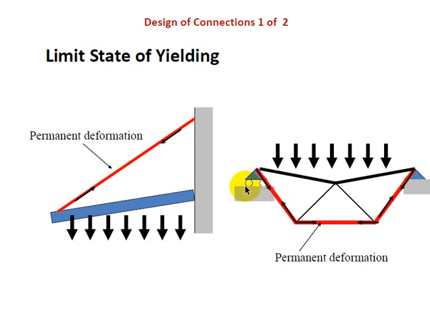So if a connection fails before the member, that means we did not do well in the connection design, or we over-designed the members. That's what we want to focus on. The main point is that the connection must not fail before the member.